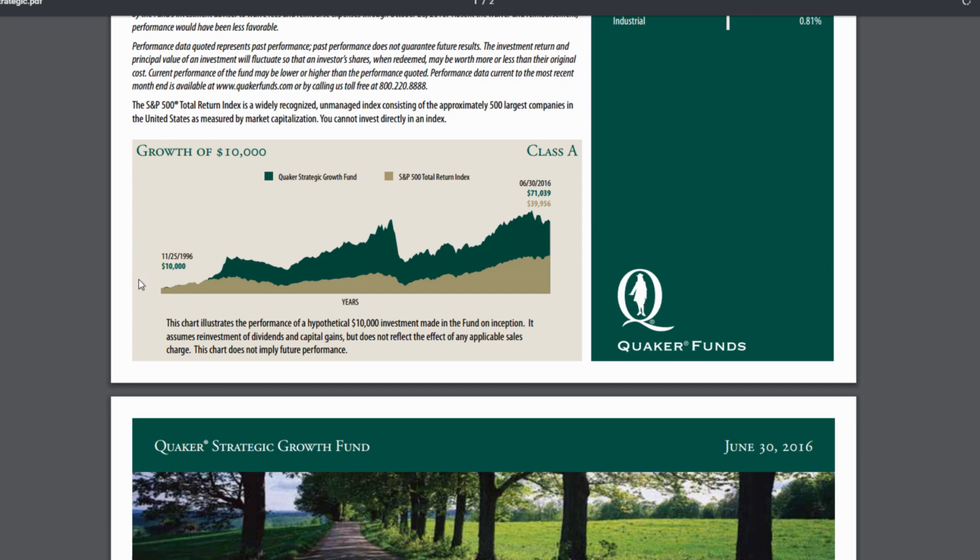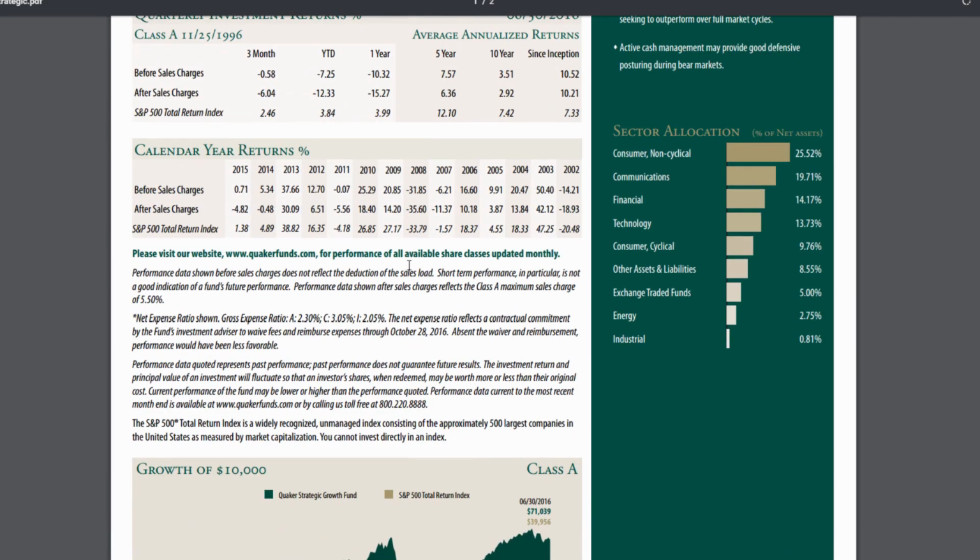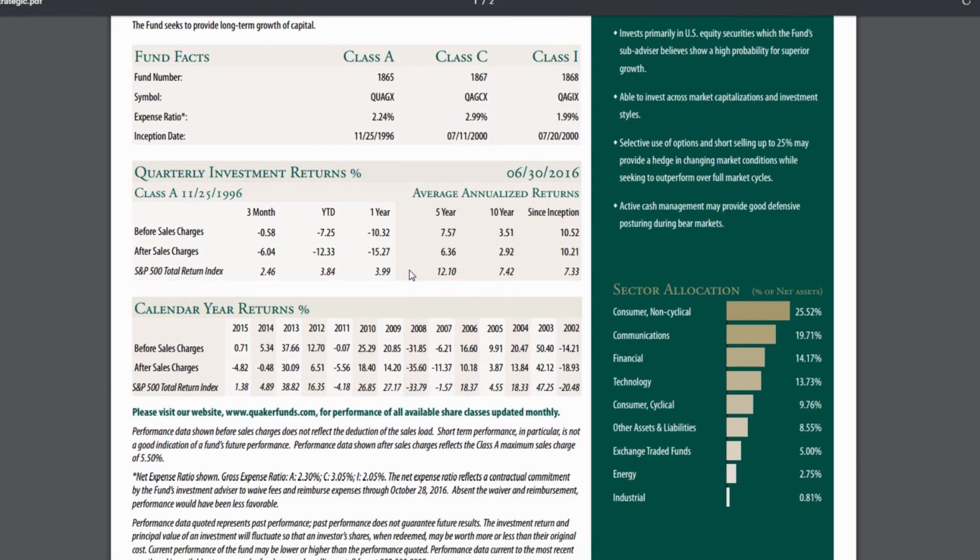This is since inception from 1996. So maybe back in 1996 it was a good fund, and because you had that good fund for all those years, it's still maintained it. But how is it done recently? Because that's what we care about, is a little bit more recent, because they might have changed a fund manager or something.